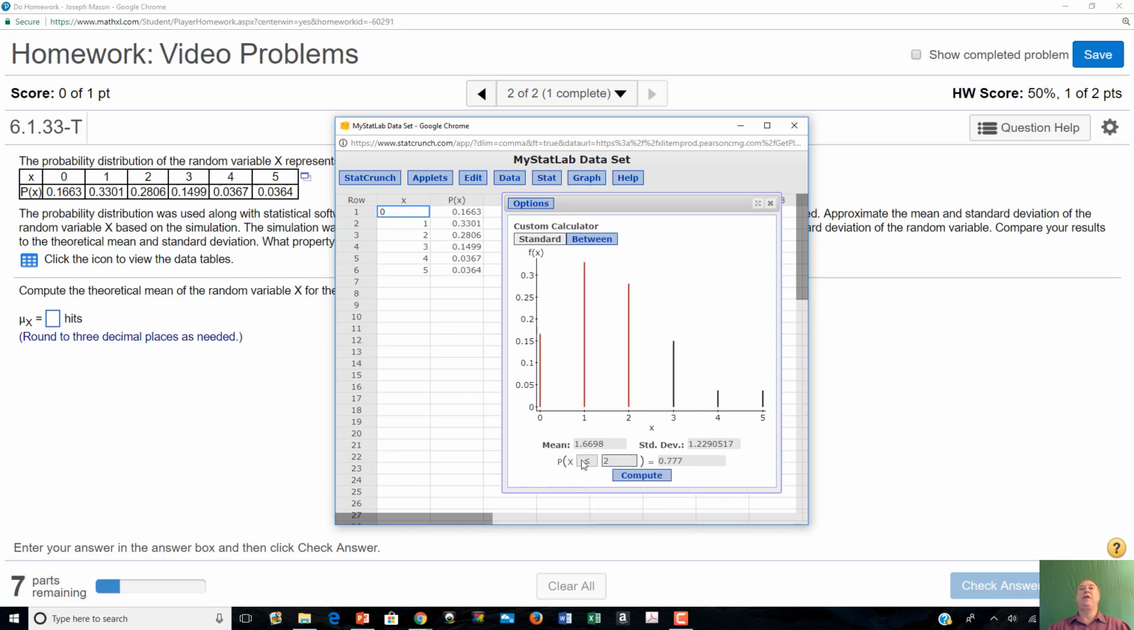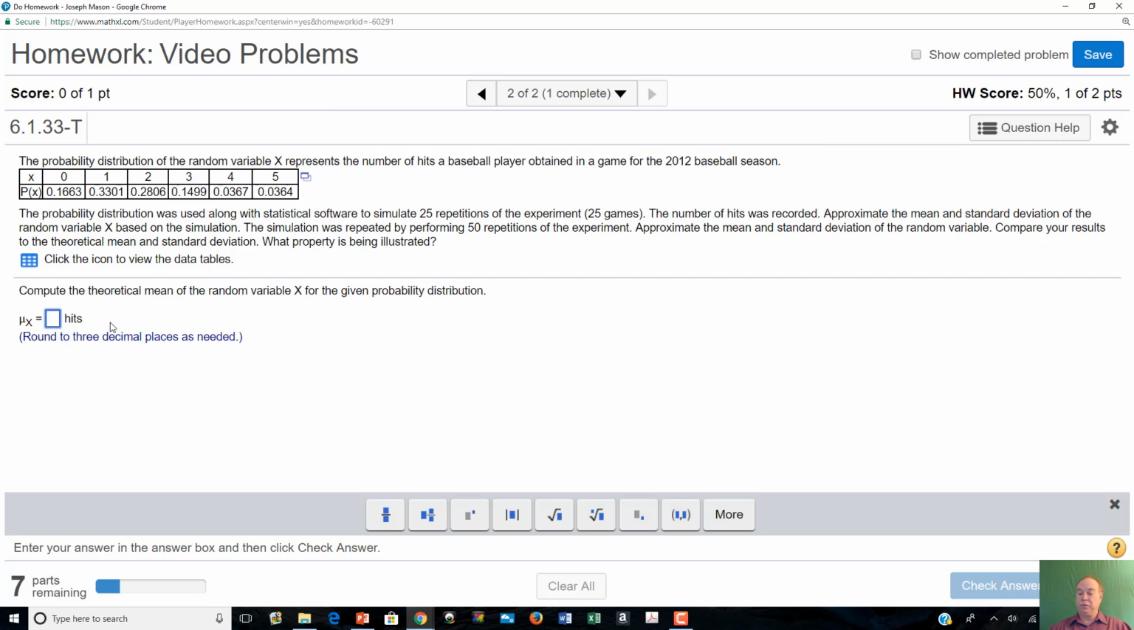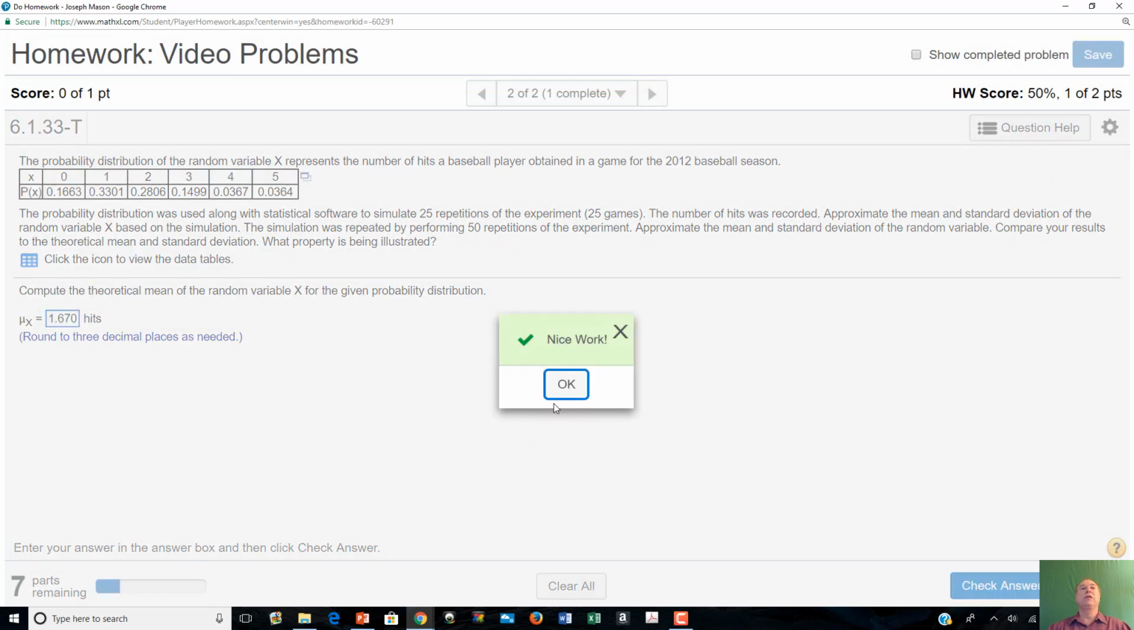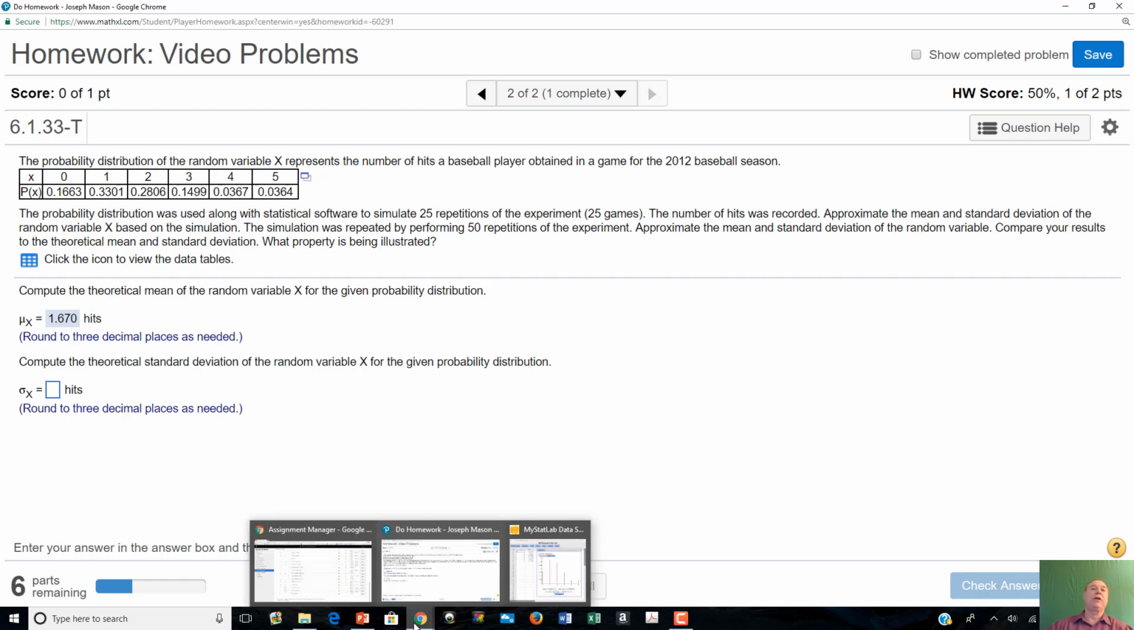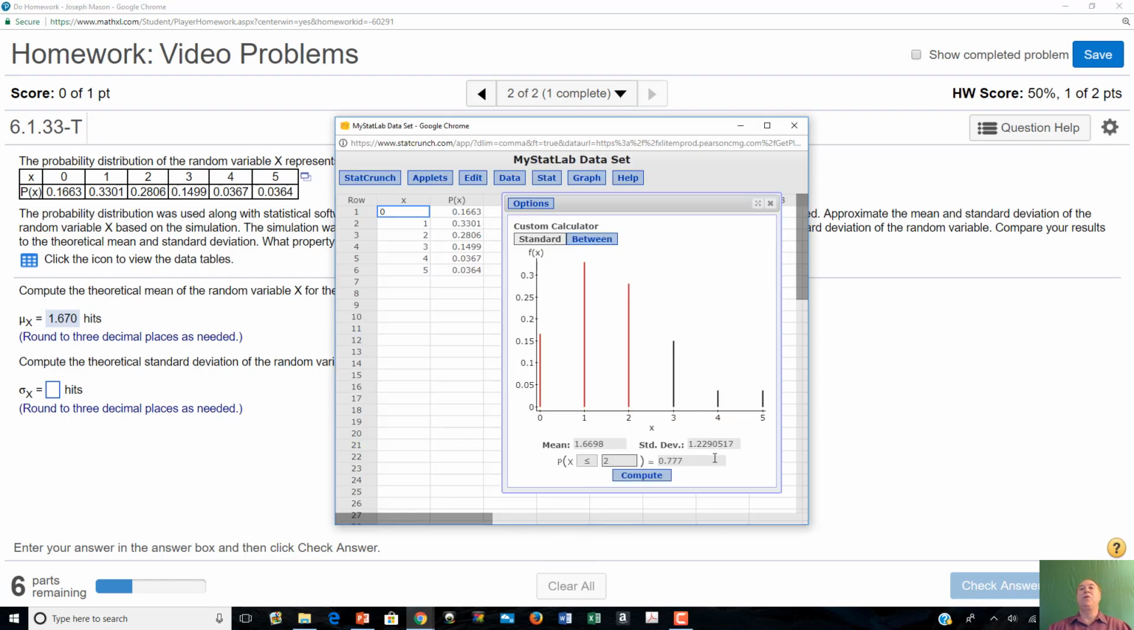So there would be the mean and the standard deviation. For 3 decimal places, it's 1.669, which rounds up, so it's going to be 1.670. Check answer. Okay. Now they want the standard deviation. So I go back to my graph, and to 3 decimals it was 1.229 it looks like.